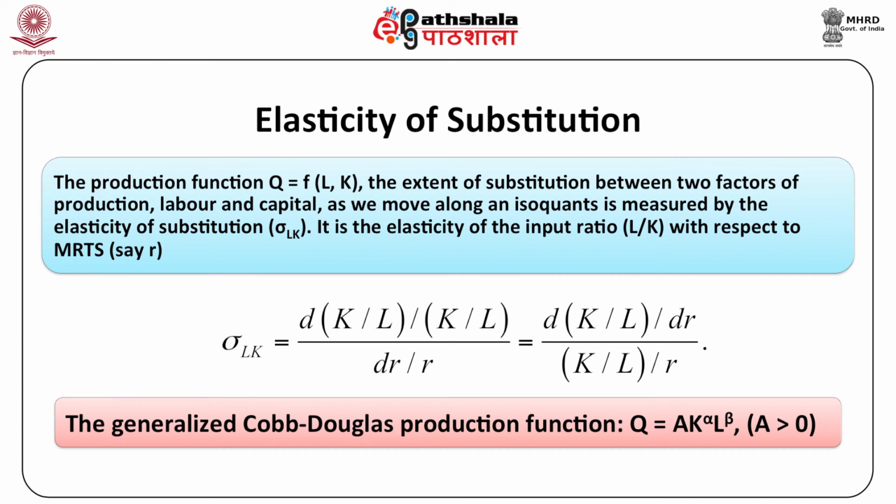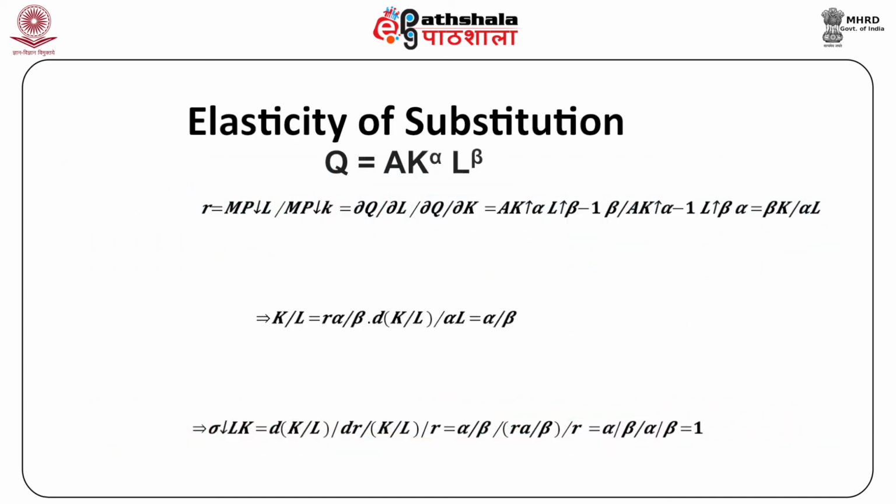Consider the generalized Cobb-Douglas production function Q = A K^alpha L^beta, where A is greater than 0. The elasticity of substitution for such a production function is unity irrespective of the values of the parameters and variables.